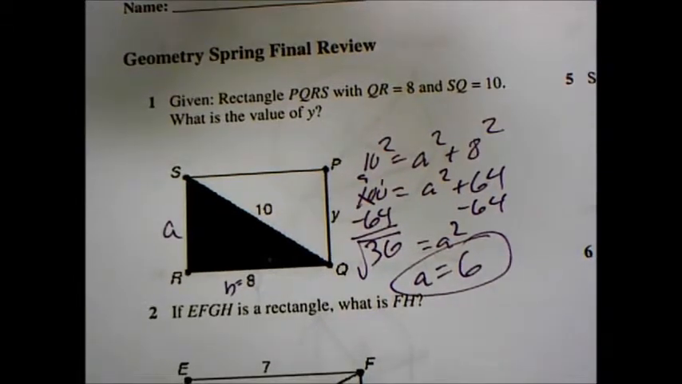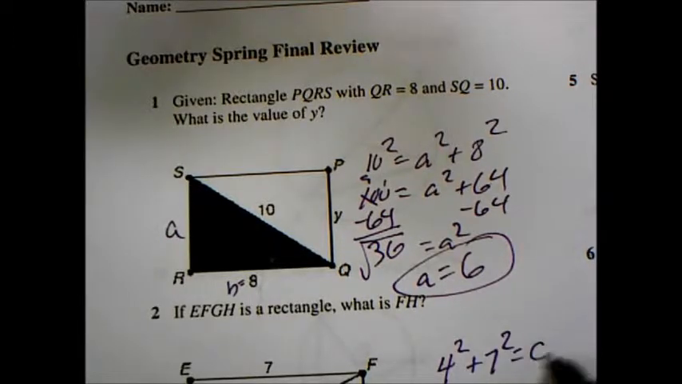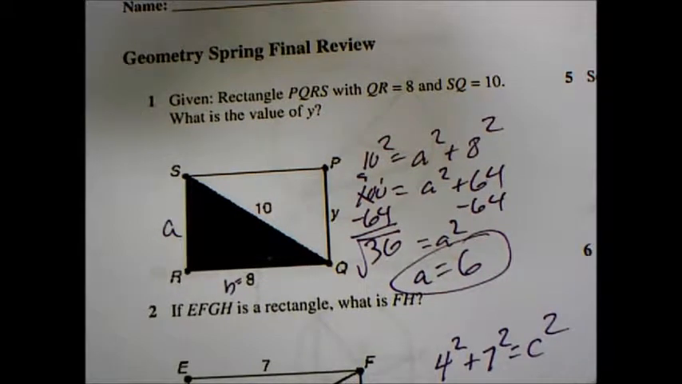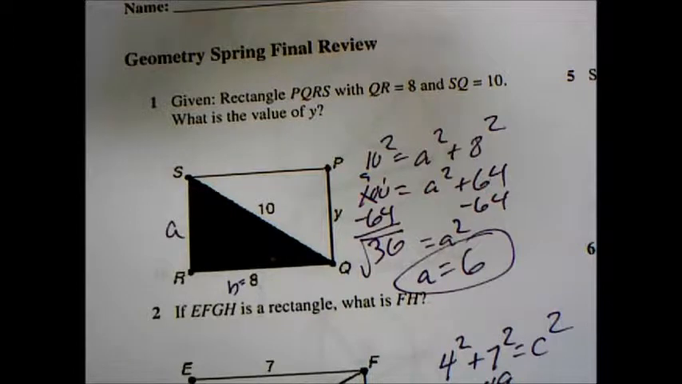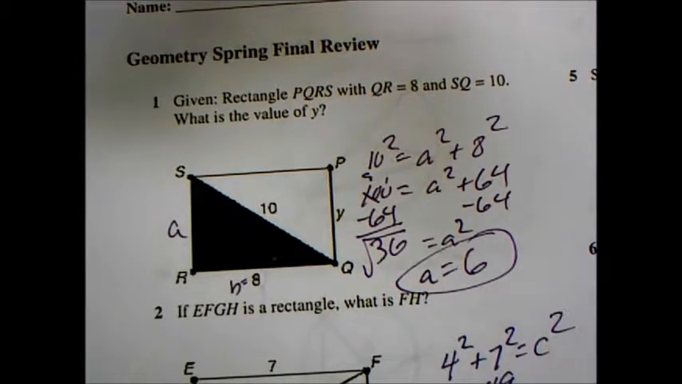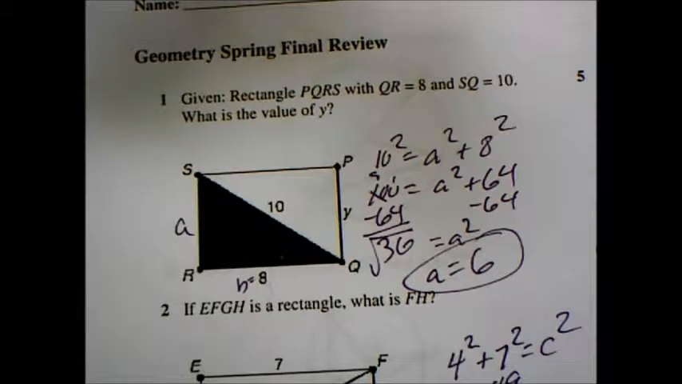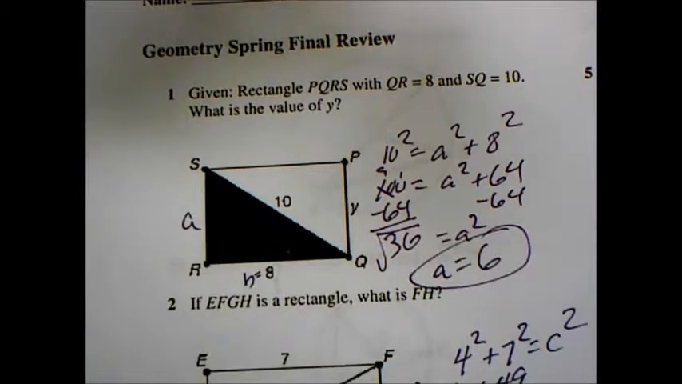Number 2, they want to know FH. So once again, I'm using the Pythagorean theorem, so these will be my A and my B side. So I'm going to do 4 squared plus 7 squared equals C squared. That'll be 16 plus 49, which is how much? Oops, 16 plus 49 is 65, so I would take the square root of that. In here, we actually do the decimal. It would be 8.1 is your answer there.